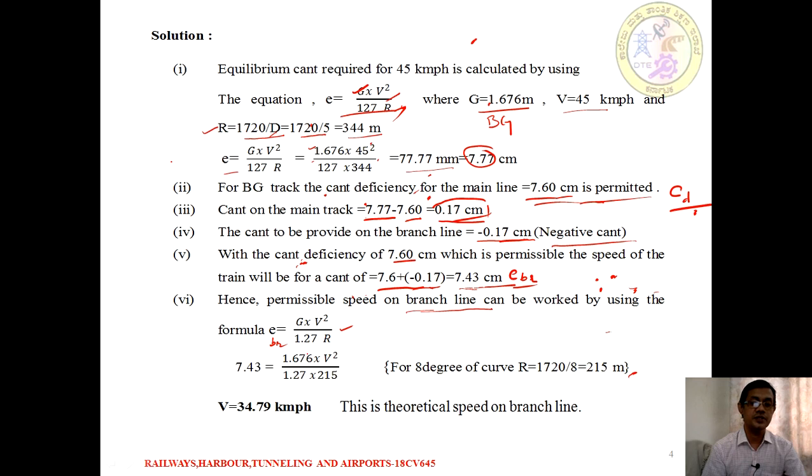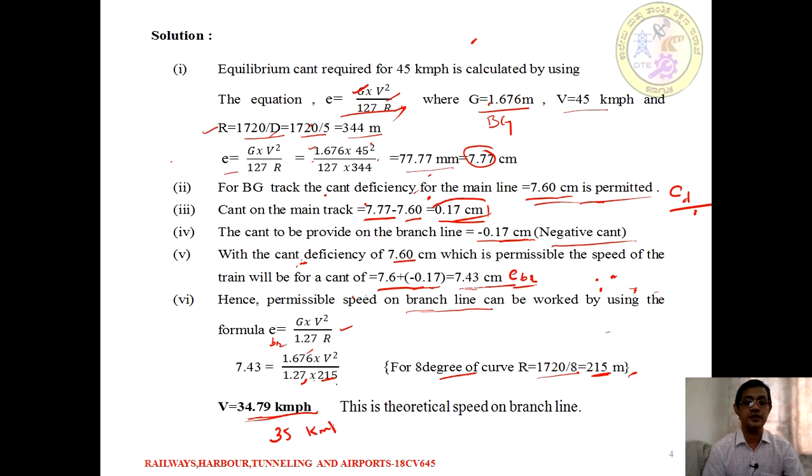So the gauge is going to be once again the same thing, a fixed value. So R is going to be, for an 8 degree curve, just substituting in the standard formula, 1720 divided by the degree of the curve. So R is going to be 215 meters. Just substitute the value, and the end value after substituting in this standard formula, the speed is going to be 34.79 kilometers per hour.